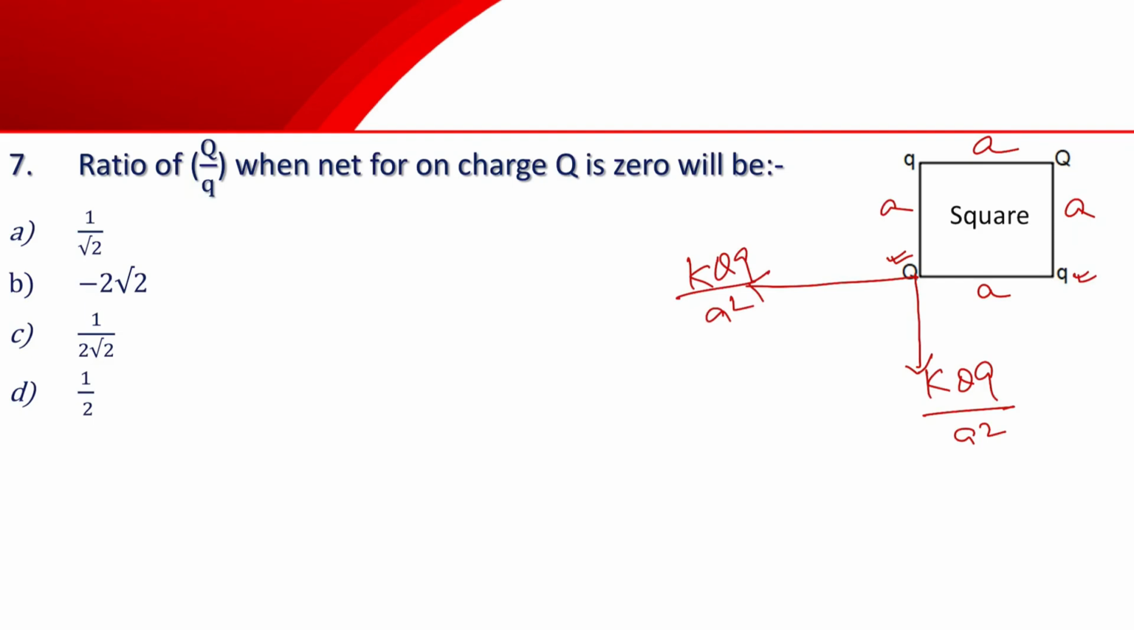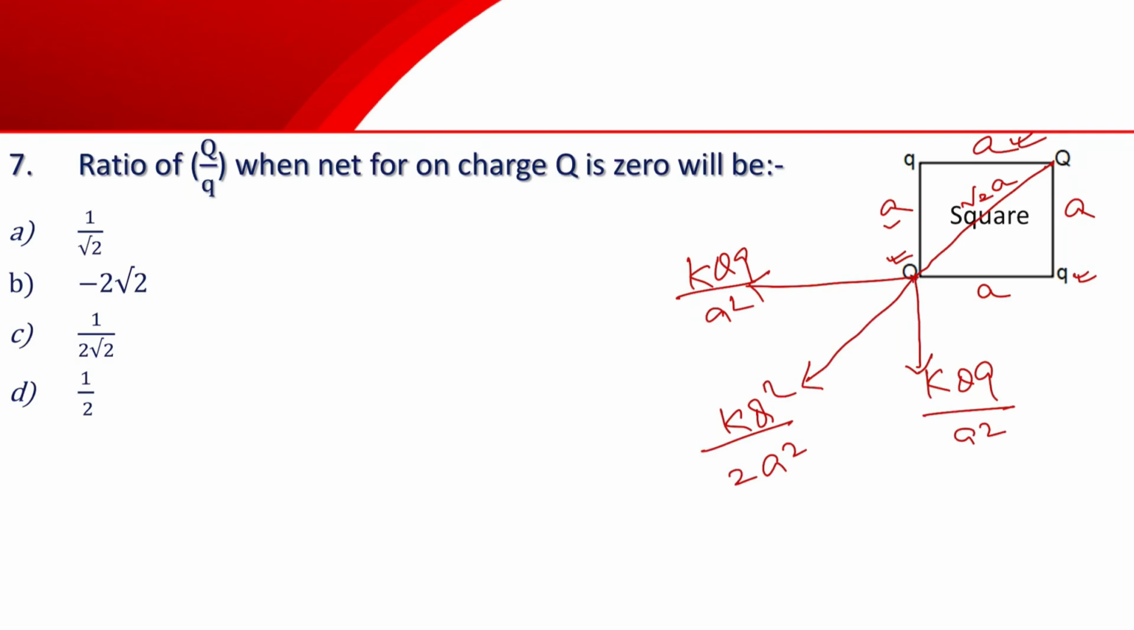Okay. And if we take the same charges, then this capital Q also repels this in this direction. Its force will be, this distance is how much? It will be A, this is A, so this will be root 2 A. So this force will be kQ square upon root 2 A whole square, so it will be kQ square upon 2A square.